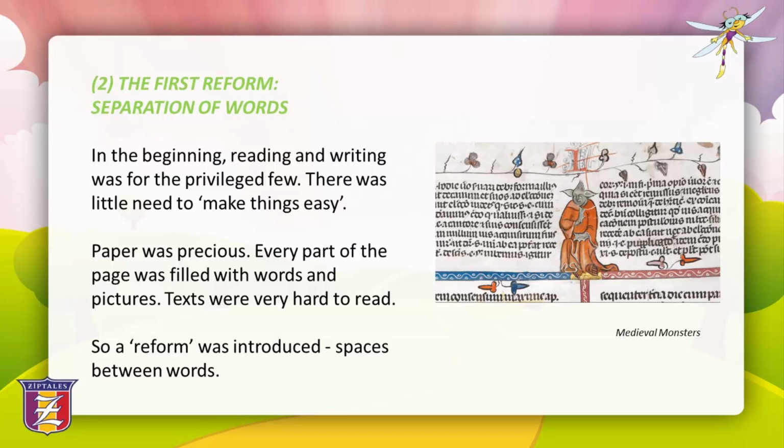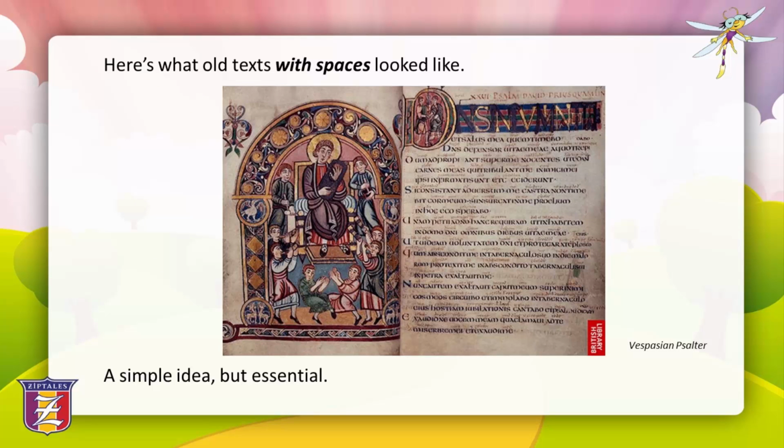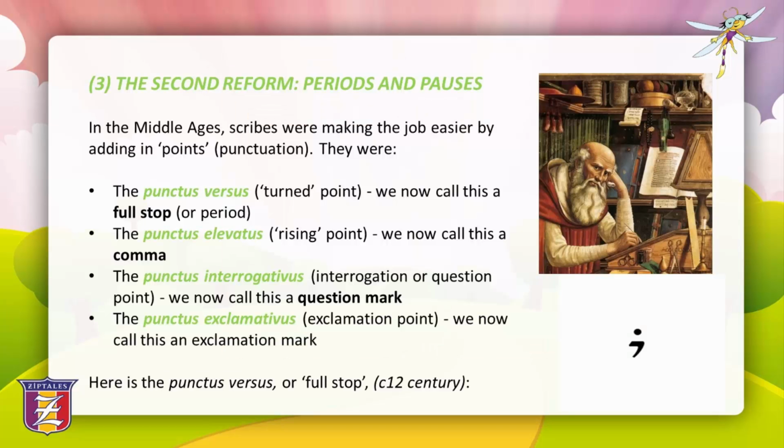Every part of the page was filled with words and pictures. Text would have been very hard to read, even for monks who were familiar with the Bible and well practised. If you weren't familiar with the passage, reading was impossibly difficult. So a reform was introduced, spaces between words. Here's what old text with spaces looked like. A simple idea, but essential. St. Augustine advised this reform to all literate people. Number 3, the second reform, periods and other pauses.